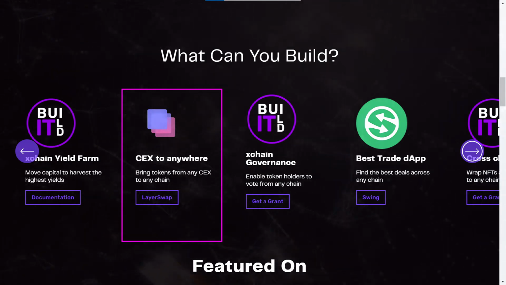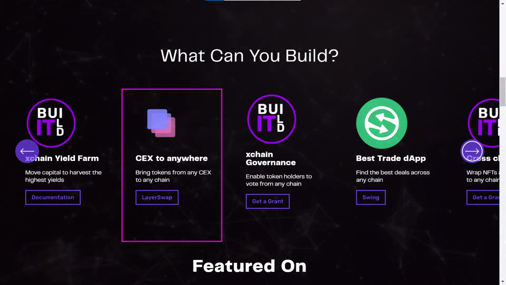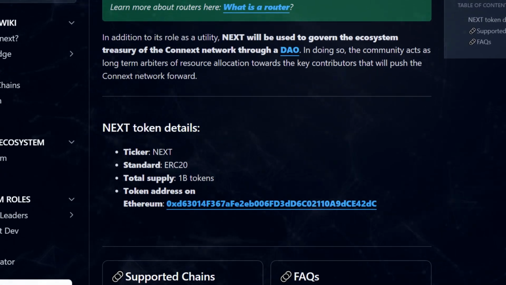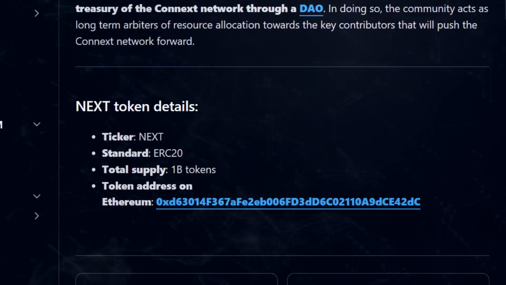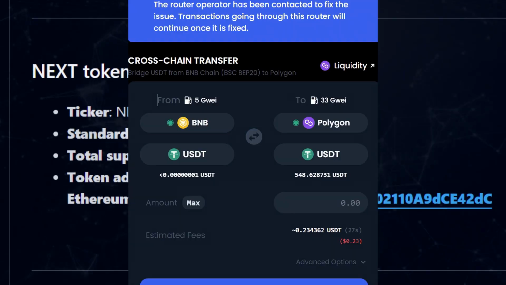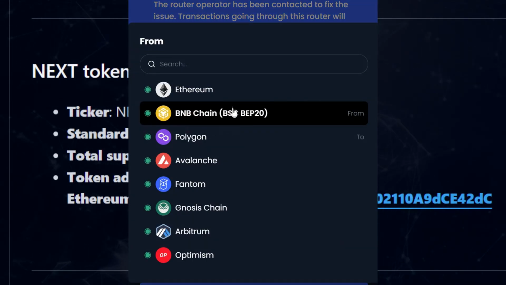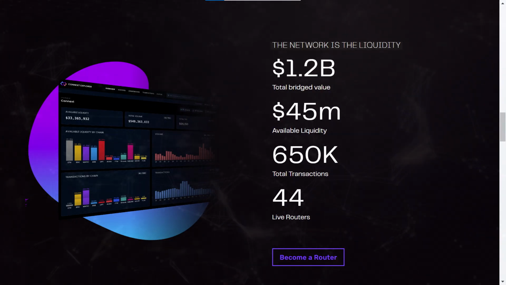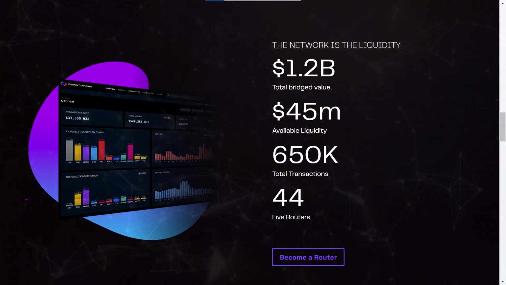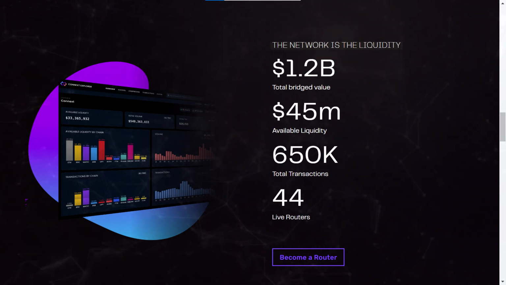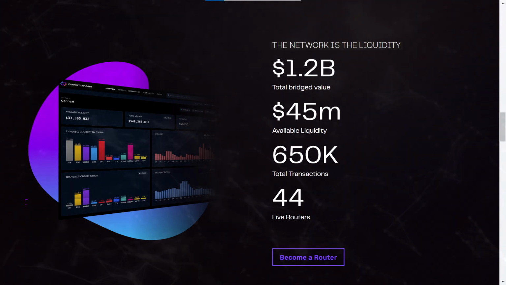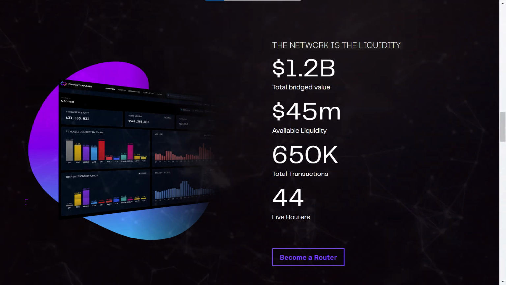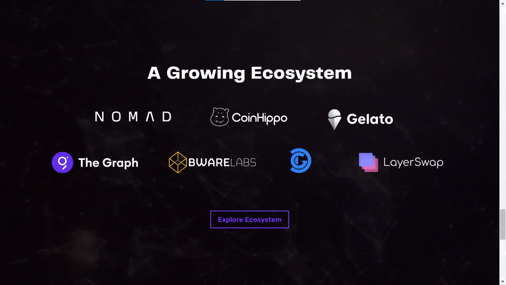The project will have its own token, NXT, which follows the ERC20 standard and will have a supply of 1 billion tokens. The project already supports 16 L1 and L2 networks and will continue to expand its list. Here we can see the bridge volume is $1 to $2 billion, $45 million in available liquidity, 650,000 transactions, and 44 core active routers. An expanding ecosystem: Nomad, Gelato, The Graph, Beware Labs, Layer Swap.